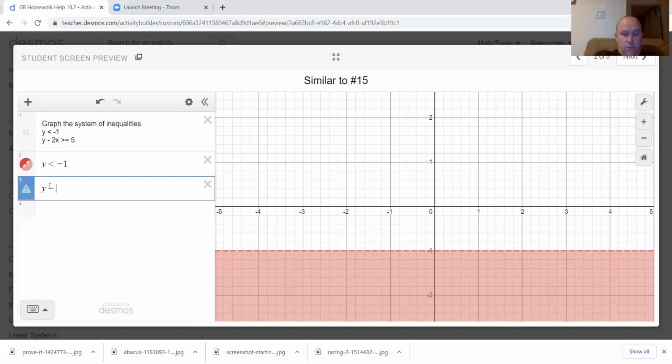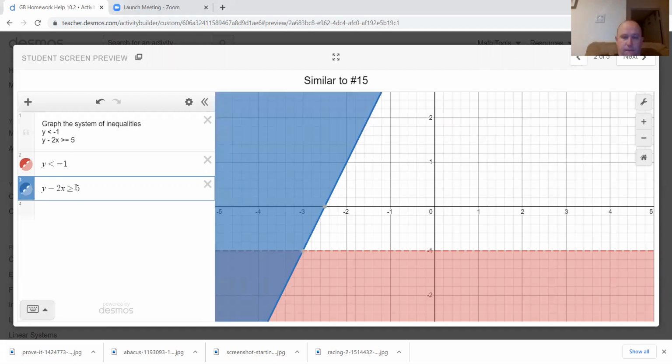For the second one, y minus 2x is supposed to be greater than or equal to 5. As you type it in like that, it will actually give you the proper symbol. That would enable us to draw the picture. Normally on SOL, it'll ask you to click 2 points.